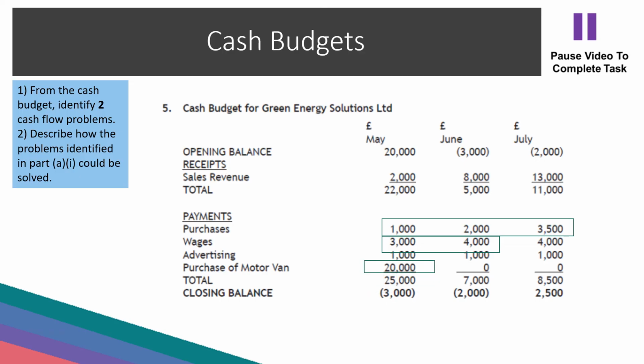Things are getting more expensive. Another problem here is that you have purchased a motor van. Now you might be wondering, okay, that's not necessarily a bad thing, but because you have made a purchase of the motor van of £20,000, that has given you a deficit in May of £3,000. You've also got a deficit in June. So those are the problems that you could have had in this circumstance. And then the thing now that you've got to do is that you've got to identify solutions to the problem.